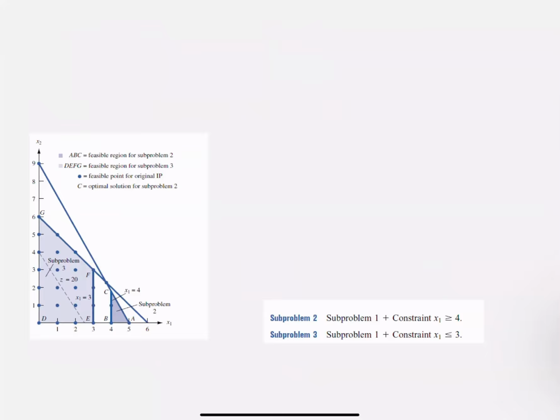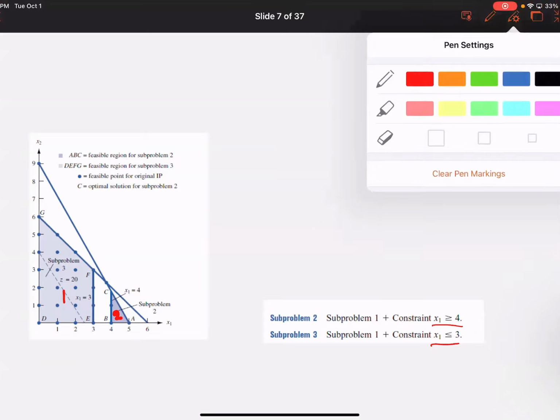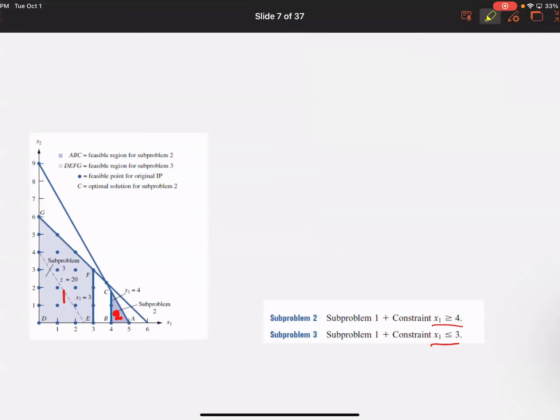So as you see, I have two subproblems. Subproblem 2 here, subproblem 1 here. Subproblem 2 is essentially the original problem plus this constraint, x1 greater than or equal to 4. Subproblem 1 is the original problem, whatever you had there, plus this new constraint, x1 less than or equal to 3. Subproblem 1 is going to be this region.